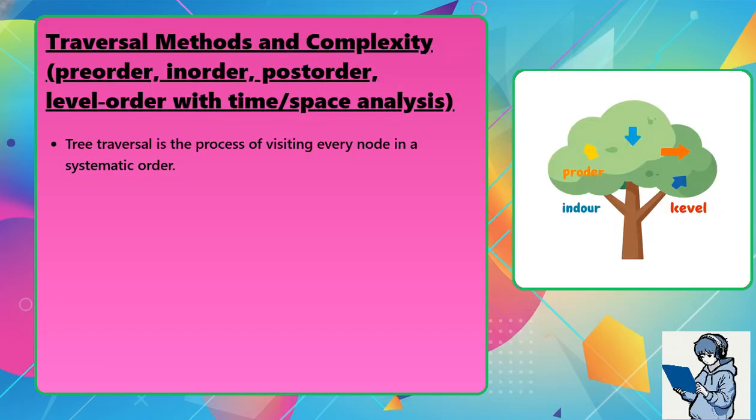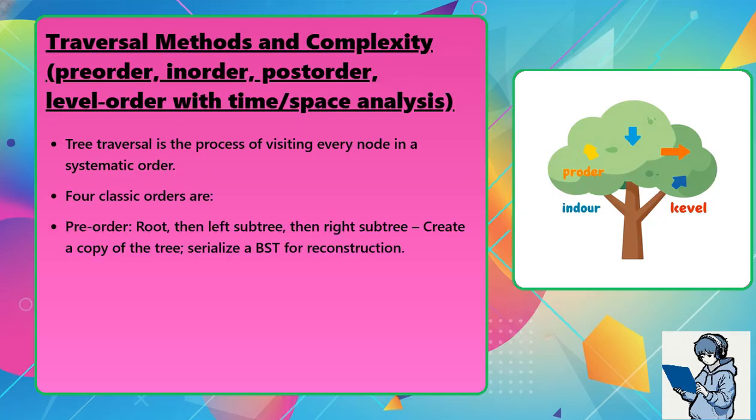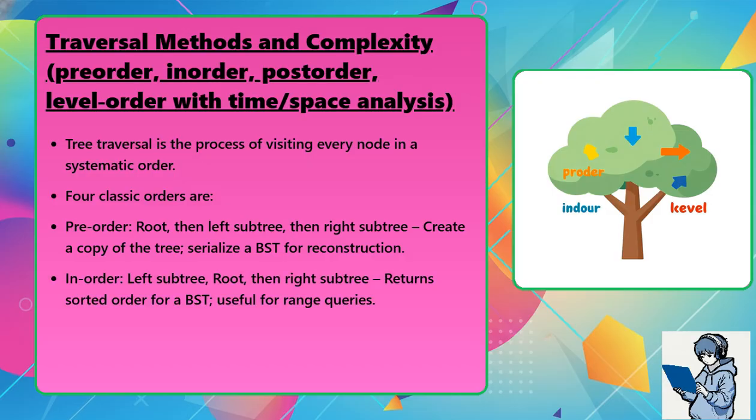Tree traversal is the process of visiting every node in a systematic order. Four classic orders are: pre-order, root then left subtree then right subtree. Use it to create a copy of the tree or serialize a BST for reconstruction. In-order, left subtree then root then right subtree. It returns sorted order for a BST, useful for range queries.